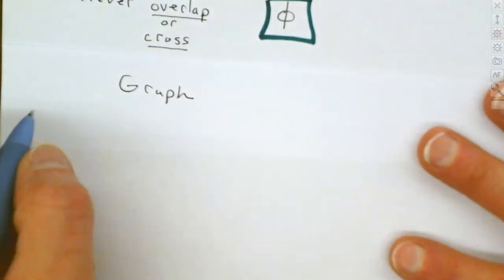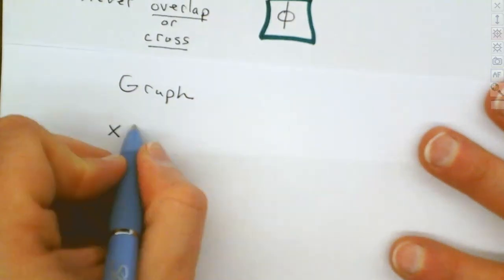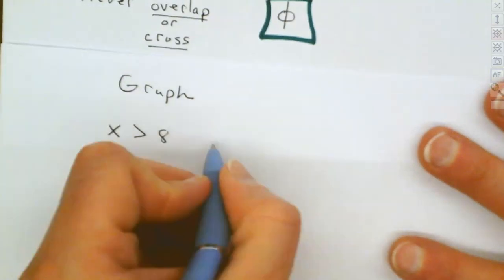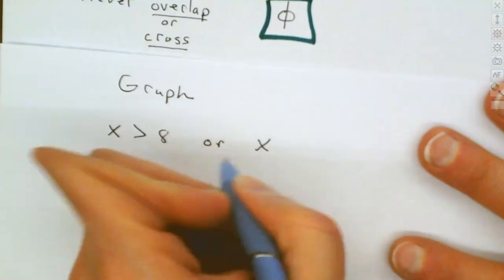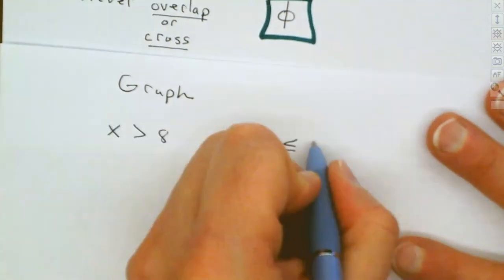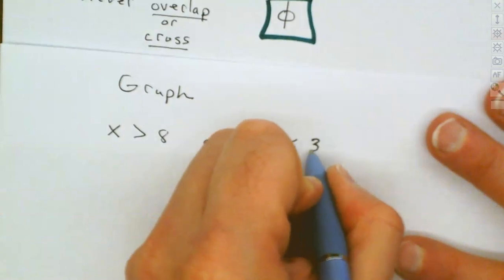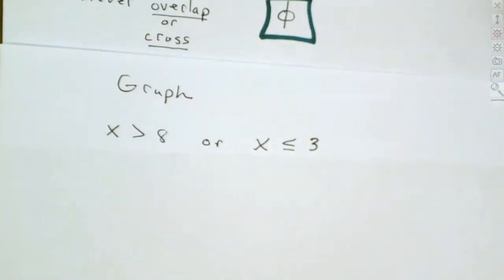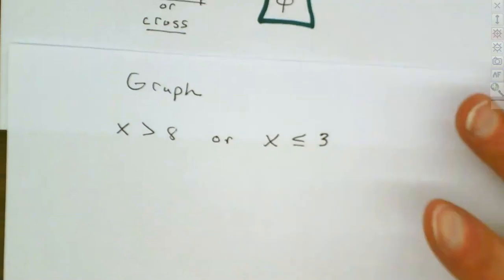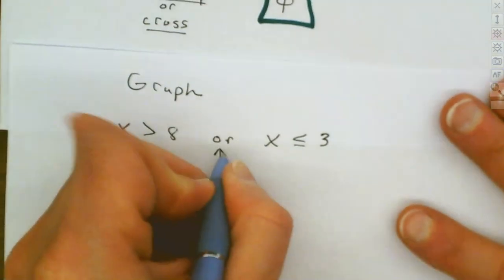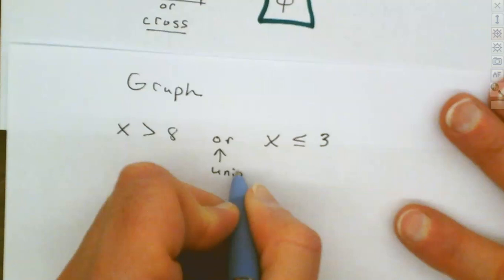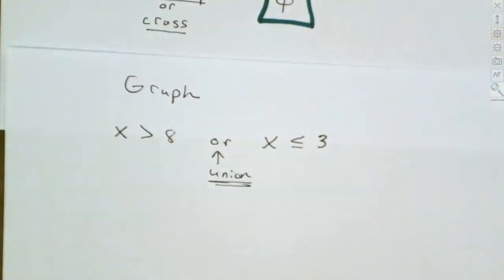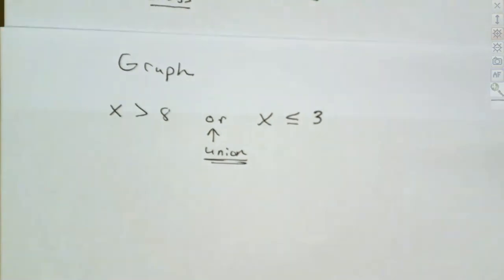So let's look at this one. x is greater than 8 or x is less than or equal to 3. So what's different about this one? Well, this one has an or. And what does or mean? Well, or means union. So we're going to be uniting the pieces together. They go together, they combine together.